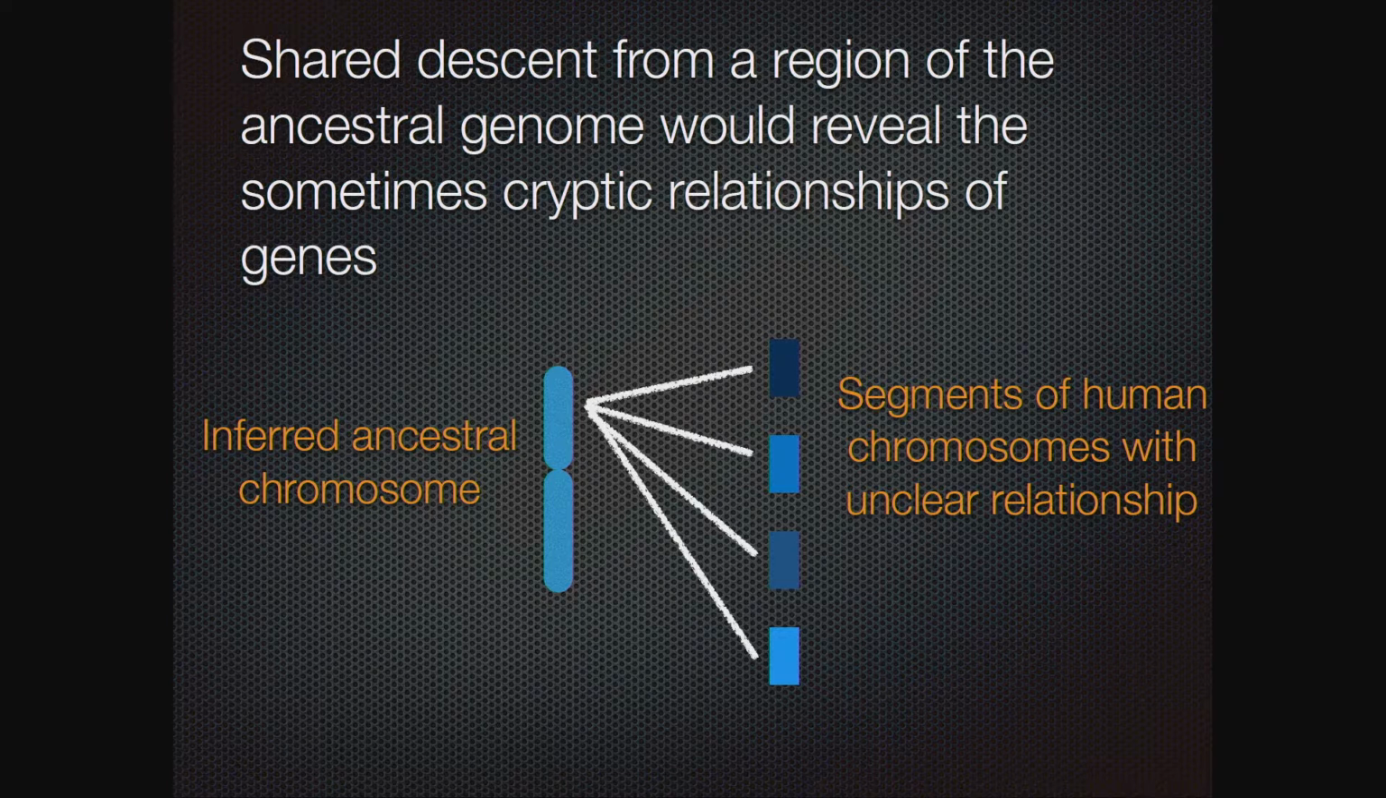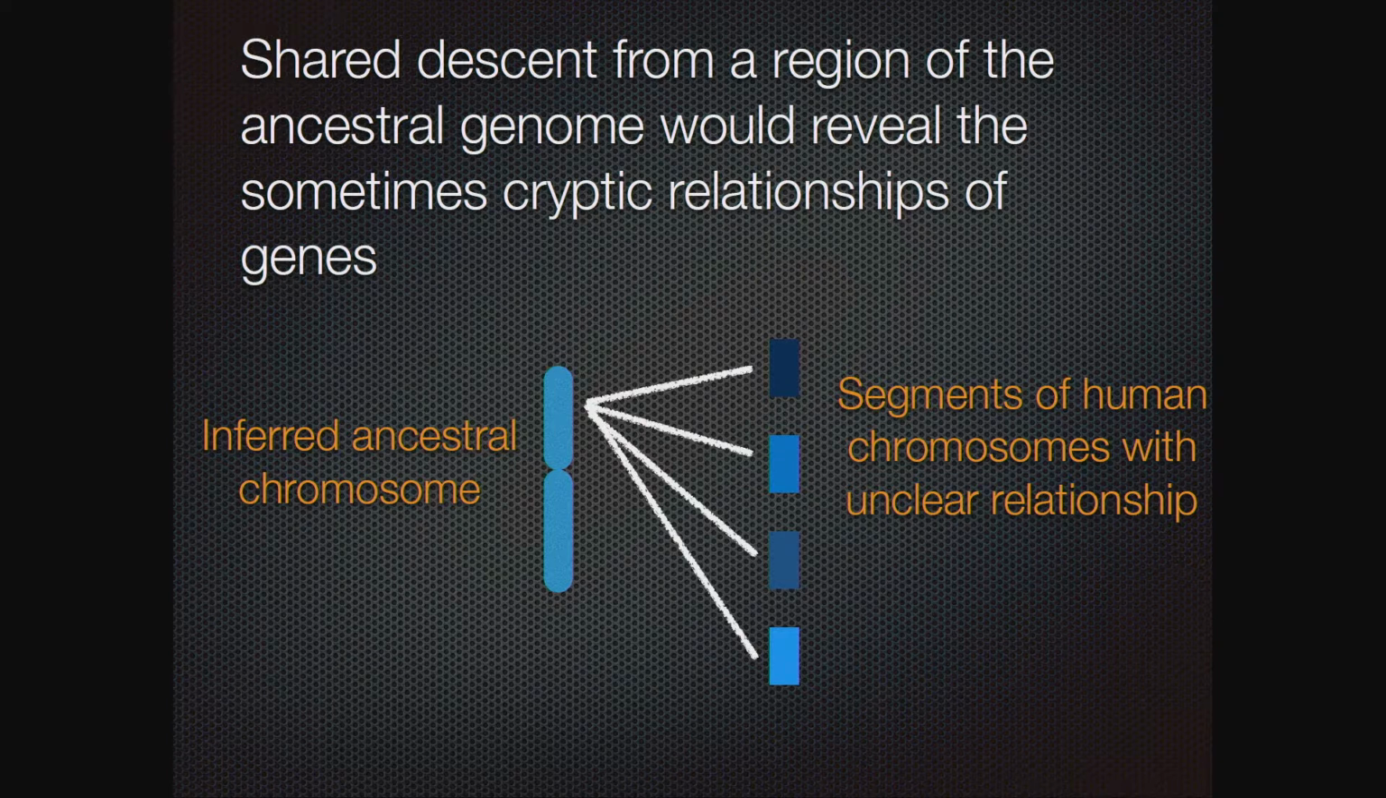But when we look at this compared to that, compared to that, compared to that, it's very hard to see the relationships. So if we're looking in the human genome, it's very hard to see that pattern of relationship. But if we were able to say they all descended from this little segment on the ancestral genome, we'd be able to recognize now that they are related, if that makes sense.